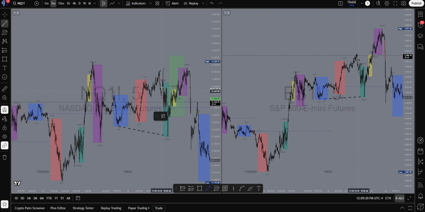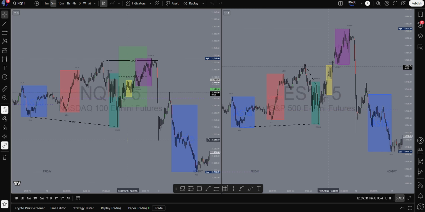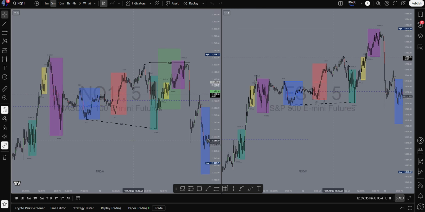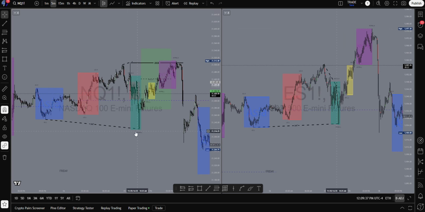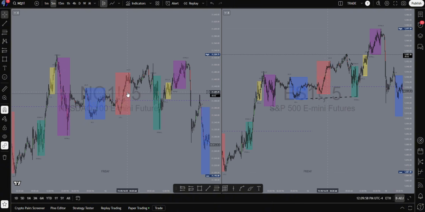And what do we notice? Price ends up sweeping this. So that's all I want to go over today. We had some liquidity, AMD. This is what I include as a confluence with my trading, looking at a higher time frame.